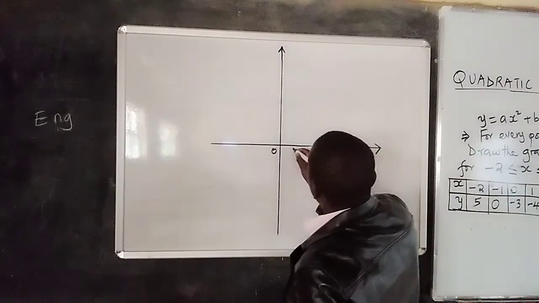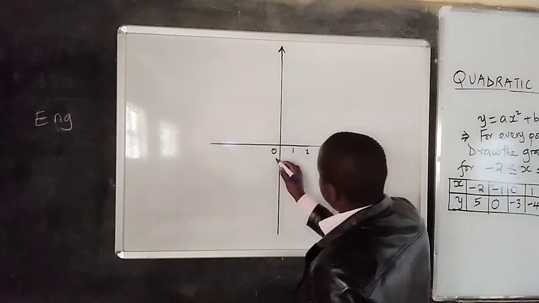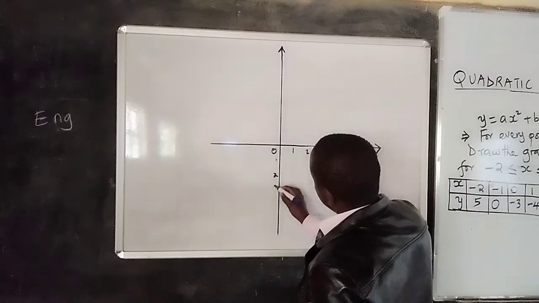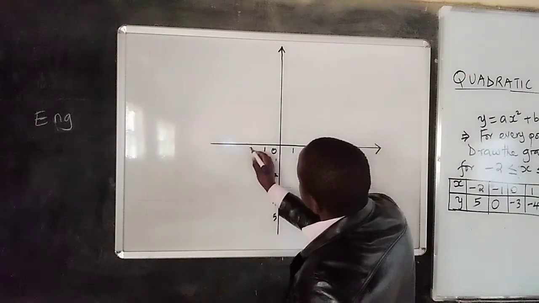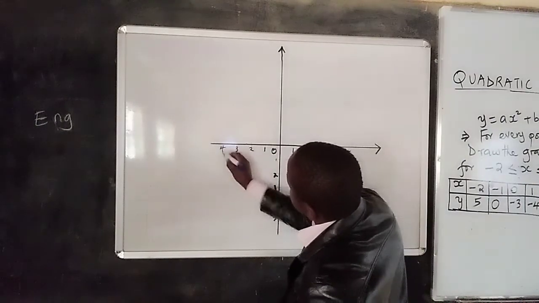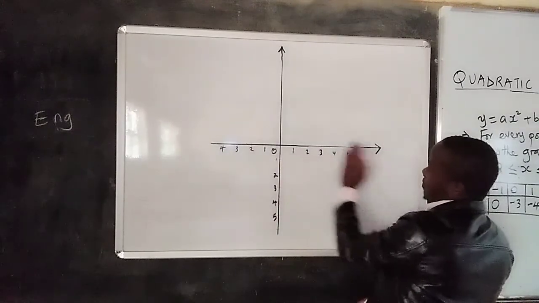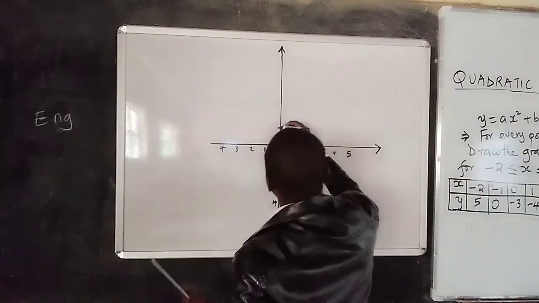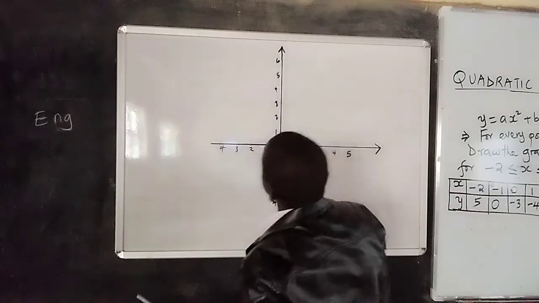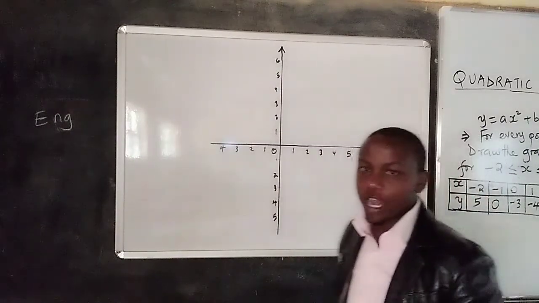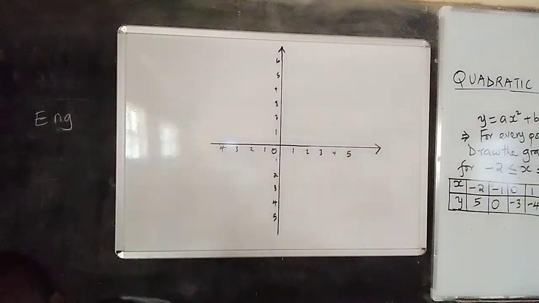Zero, 1, 2, 3, 4, 5, negative 1, negative 2, negative 3, negative 4, negative 5, negative 1, negative 2, negative 3, negative 4. So these are negatives, these are also negatives. For the x-axis, these are positives. For the y-axis, these are positives. So we shall have 1, 2, 3, 4, 5, 6. Now we start plotting the coordinates there. Let me focus on the coordinates also.